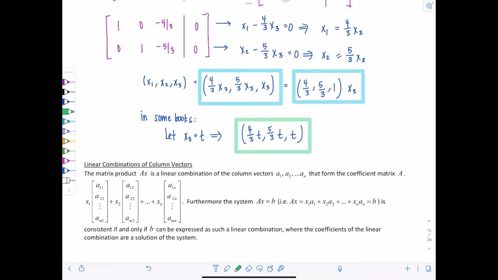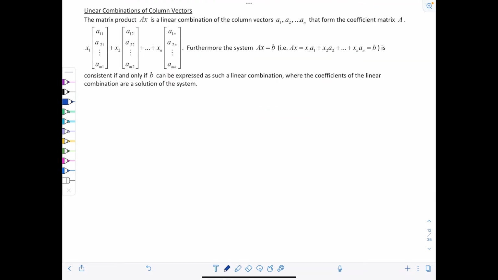Okay, now we're going to shift gears a little bit and talk about linear combinations of column vectors. So the matrix product AX is a linear combination of the column vectors A1, A2, up until AN, and these should either be bold or have the little vector symbol above them, so you know they're column vectors. And they form the coefficient matrix A.